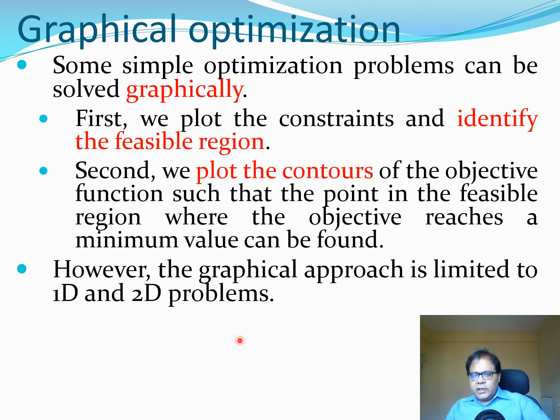Now, many simple problems can be solved graphically, and in many optimization situations, you will find that people plot simple functions of f of x versus x, and then they can find out what is the feasible region and how to get the minimum or maximum point. So essentially, they plot the contours of the functions, the objective function as well as the constraints, and they find the point in the feasible region where the objective reaches a minimum value. But the problem with graphical optimization is it's typically limited to 1D and 2D problems.